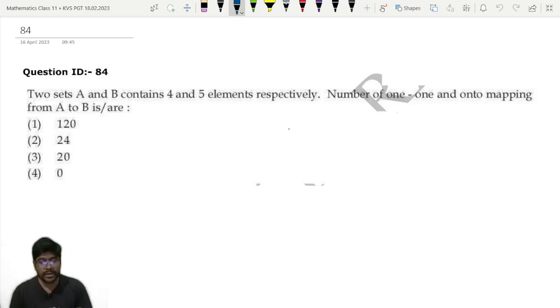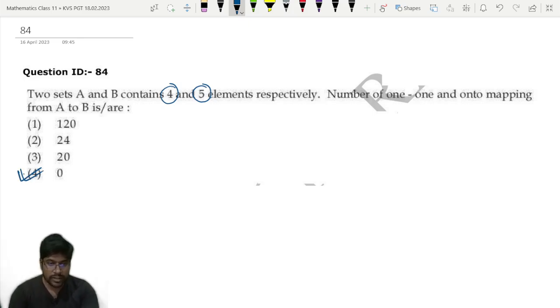Now in order for there to exist a bijective mapping from A to B, A and B must contain the same number of elements. But here we are seeing that A and B both are finite sets and they contain different numbers of elements. A contains 4 elements and B contains 5 elements. So there cannot be a bijective mapping from A to B. So the number of bijective mappings is 0. Option 4 is the correct answer. The number of one-one and onto mappings is 0.